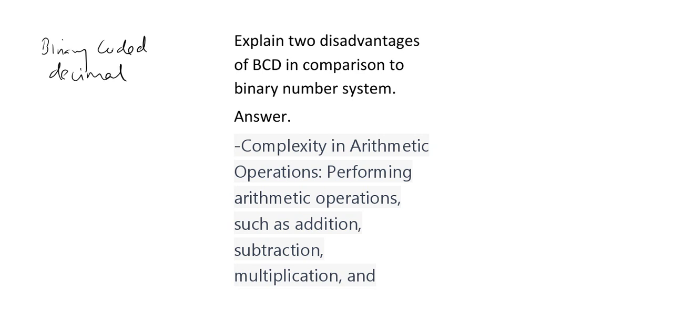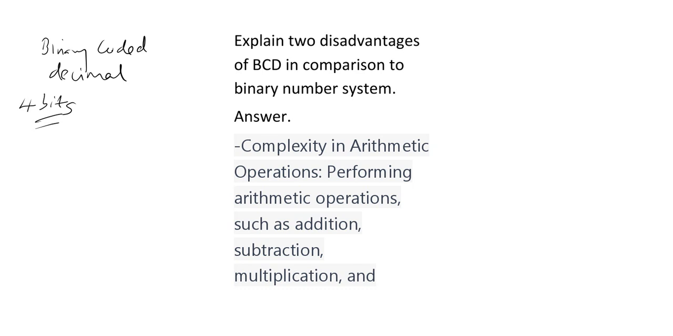In this kind of a system, we represent decimal numbers using binary but in 4 bits. So despite that we have some advantages for it, we have some disadvantages whereby the BCD, in this question, we are comparing it with the binary number system. So the first disadvantage is complexity in arithmetic operations.